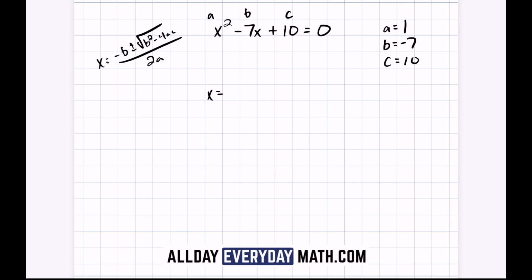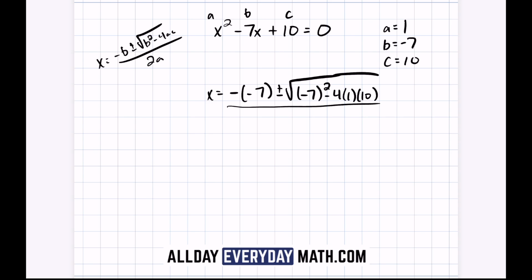So that means that x is equal to negative, and then b is negative 7, plus or minus the square root of b squared, so negative 7 squared, minus 4 times a, which is 1, times c, which is 10. And then that's all going to be over 2 times a, and a is 1.